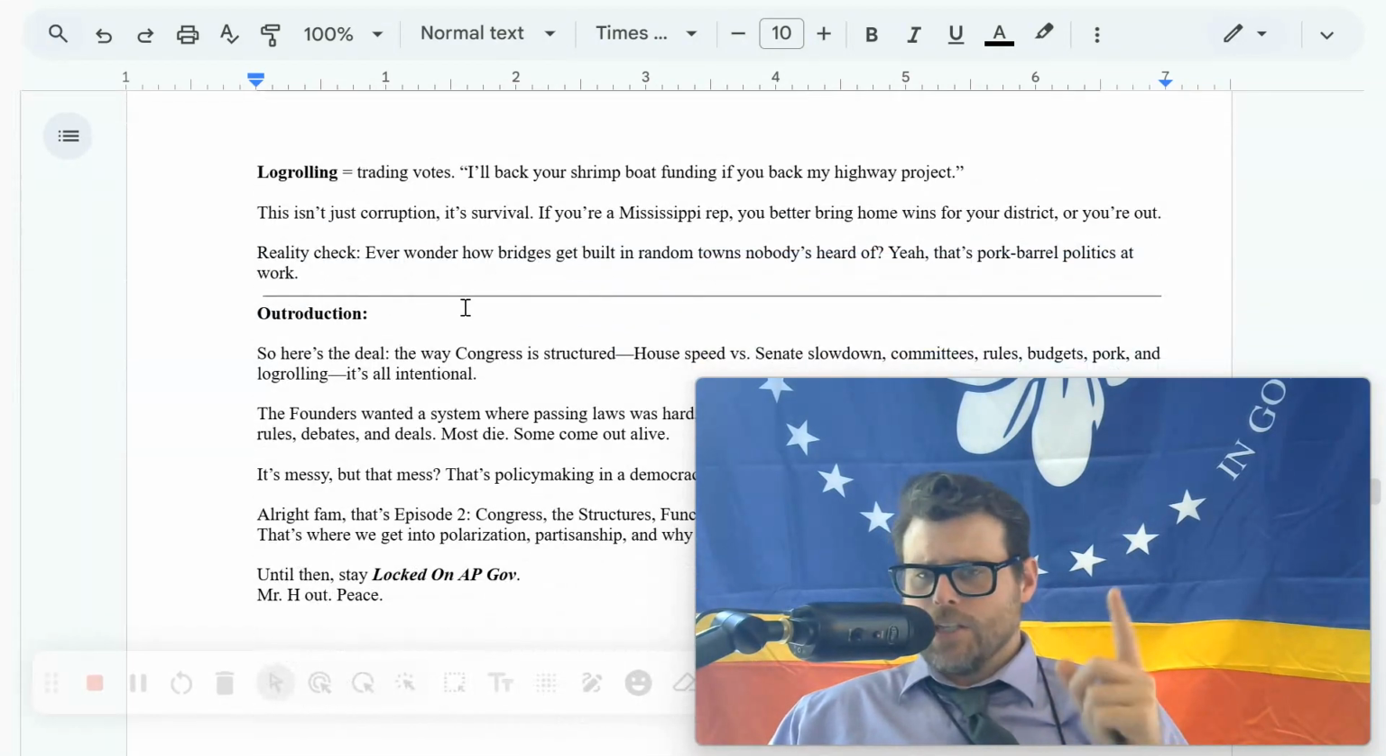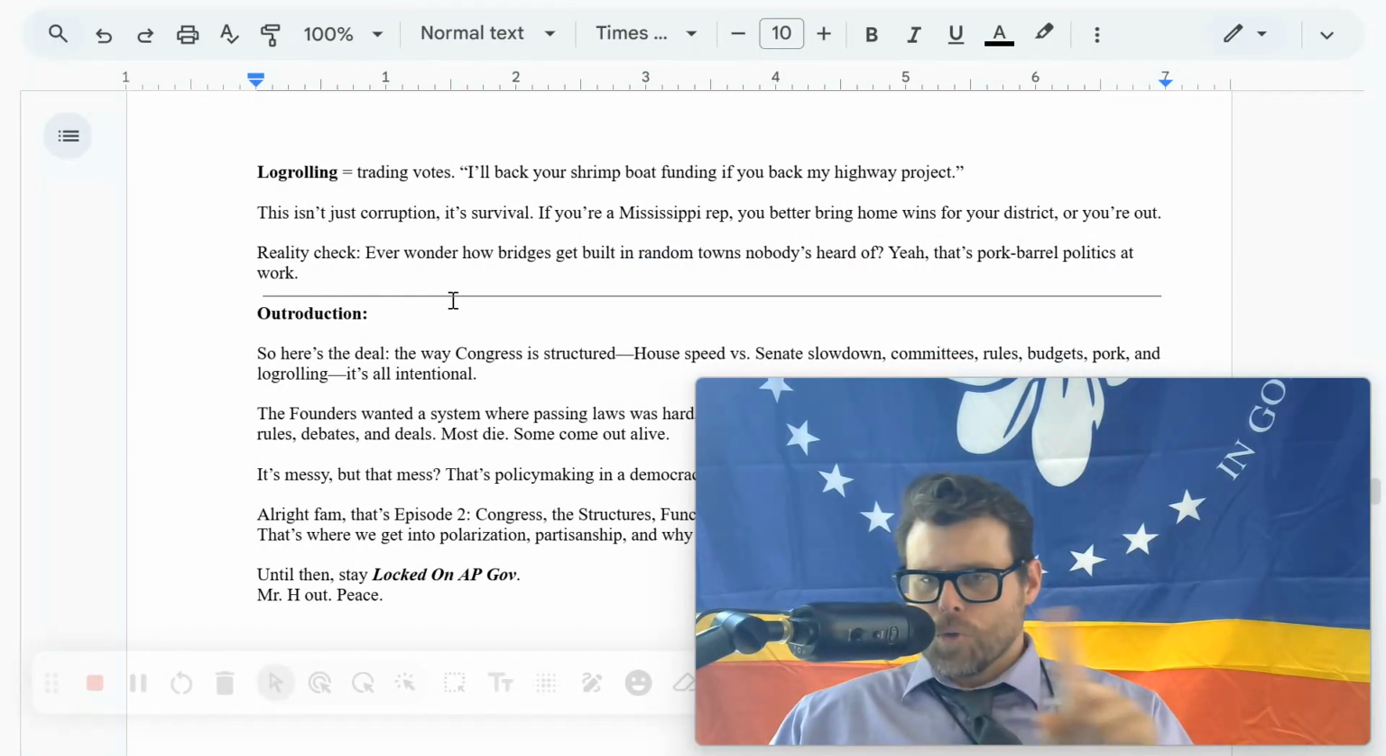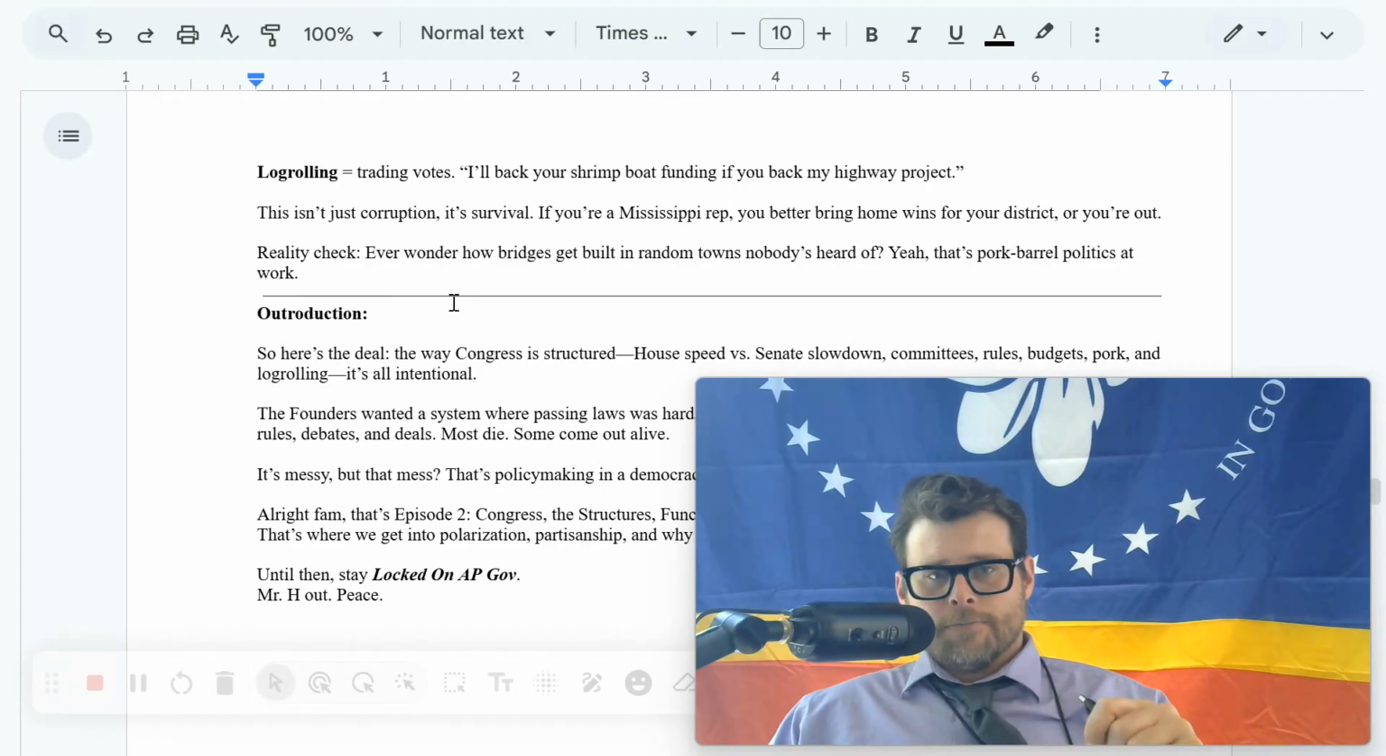And log rolling. Think if you scratch my back, I scratch your back. Trading votes. I'll back your shrimp boat funding if you back my highway project. It's really just trading votes in Congress. You roll my log, I'll roll yours. You scratch my back, I scratch yours.